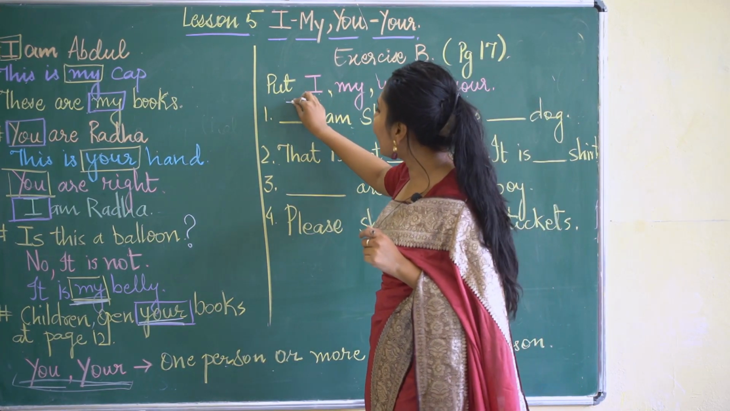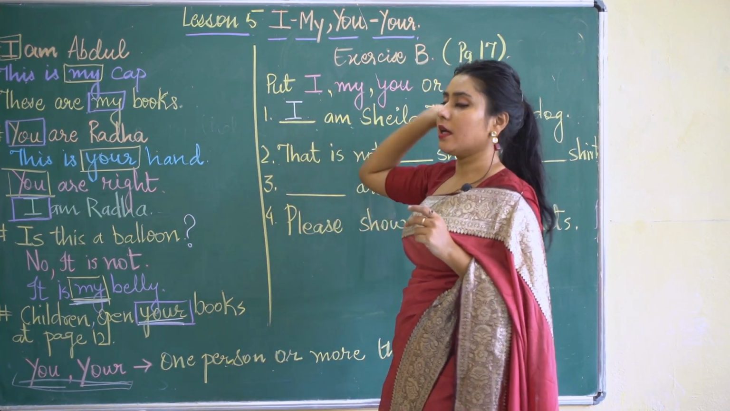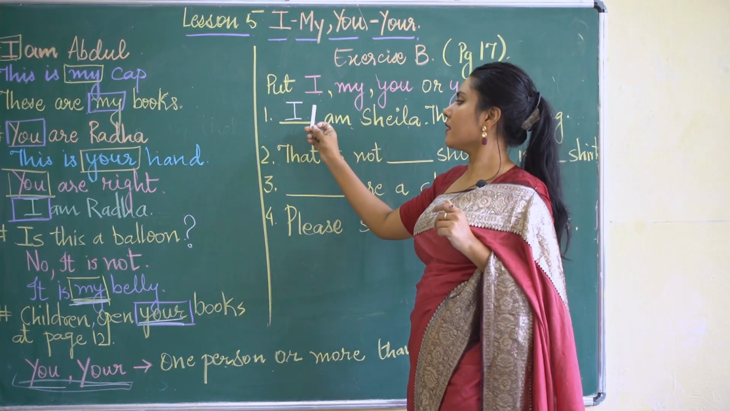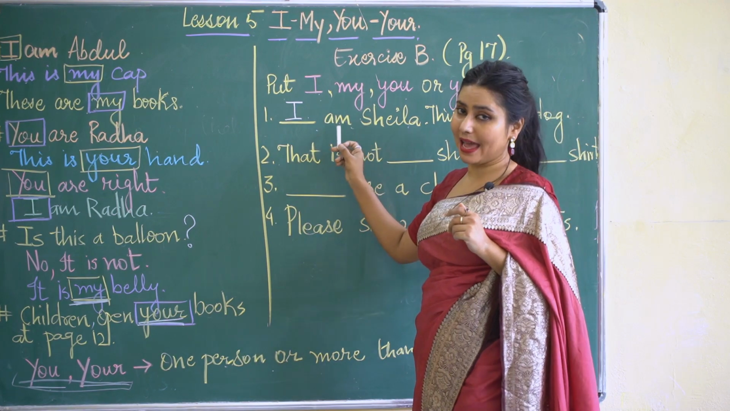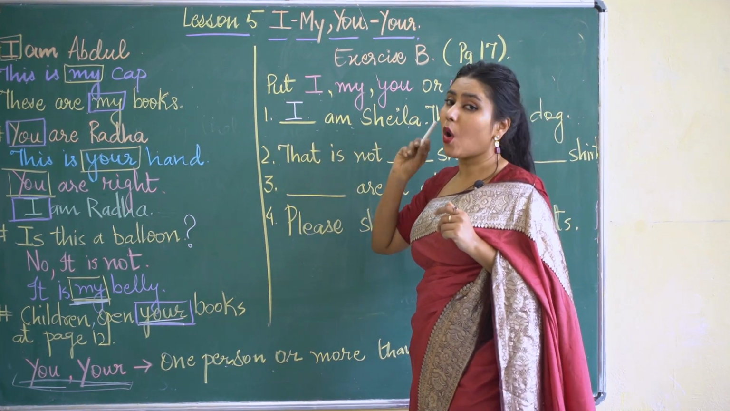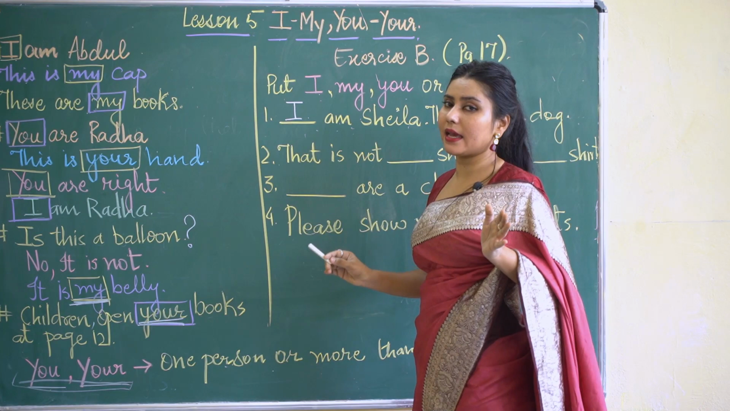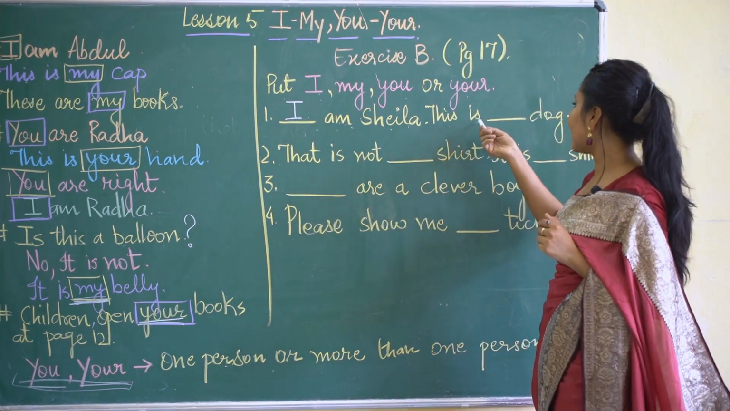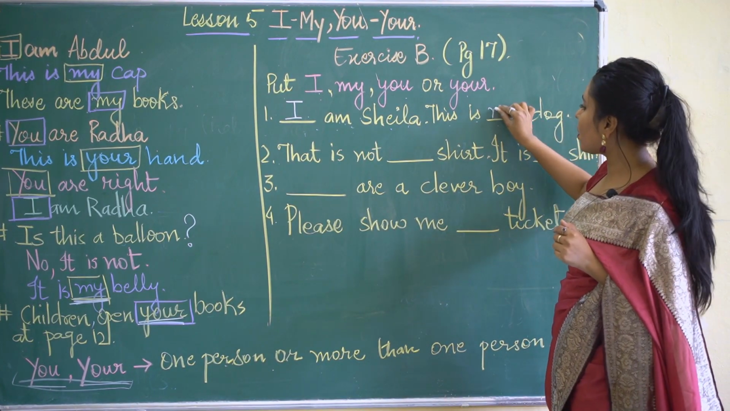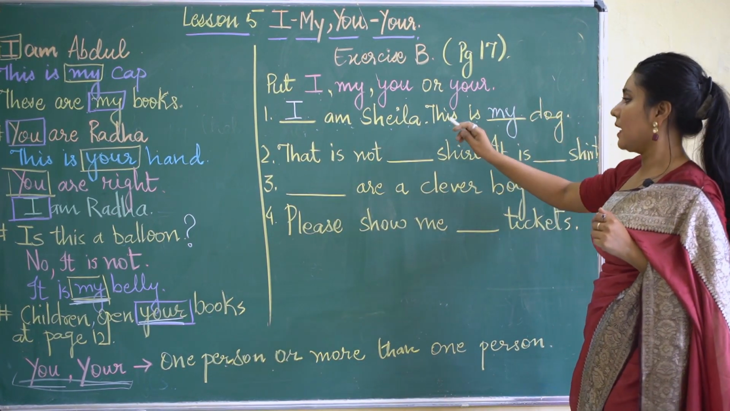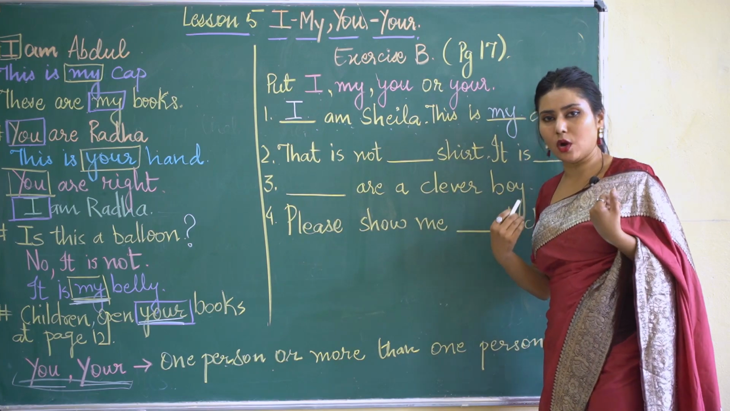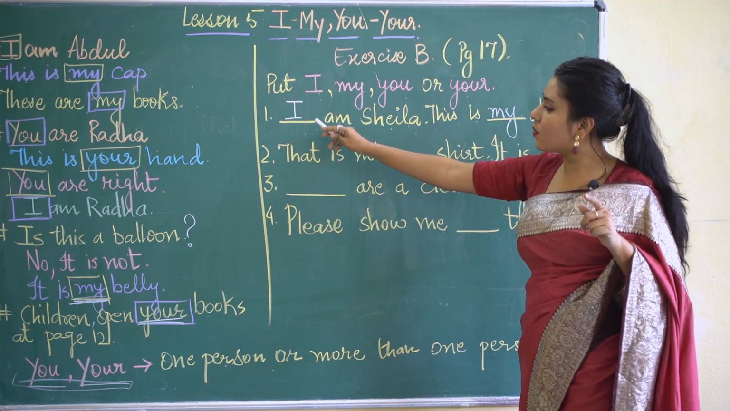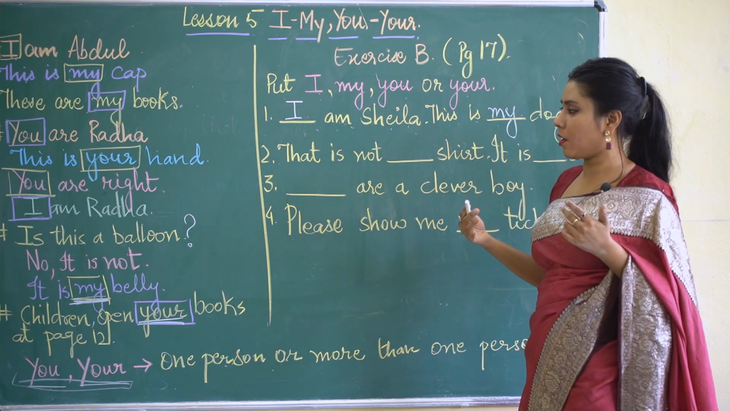Here it has to be I, because in the previous chapters I have explained to you, children, that with I, am always comes. Wherever there is am, only I will come, nothing else. So, I am Sheila, this is dash dog. In the picture she is trying to explain that I am Sheila, this is my dog, because that dog belongs to her. That single person is explaining and talking about herself.